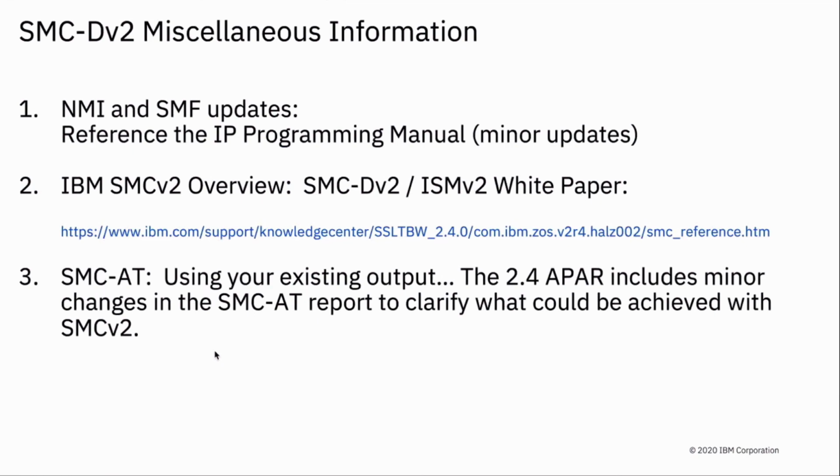And we believe that most of you would get to unassociated as soon as your operating systems all support the version 2 flavor. So now here's just some miscellaneous information. NMI, SMF, we're not going through that here today, but there are some minor changes. You can get to the programming manual to see what those updates were for things like EIDs and so forth, and a little bit of new information that's related to ISM V2.